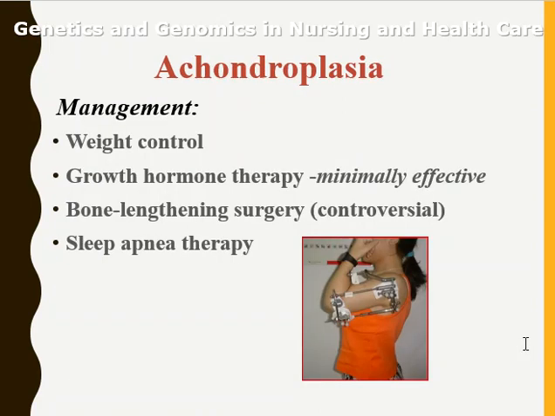So management would be weight control. Growth hormone therapy can be given, but it's minimally effective because this is not a growth hormone deficiency issue. This is a genetic issue, a chromosome issue, and so growth hormone may help them gain a little bit of height, but it's not going to have very dramatic results, not like it does in an individual who has a true growth hormone deficiency. There is bone lengthening surgery available. You can see here this picture, she's got an external fixation device as a result of that. And then, of course, sleep apnea therapy.